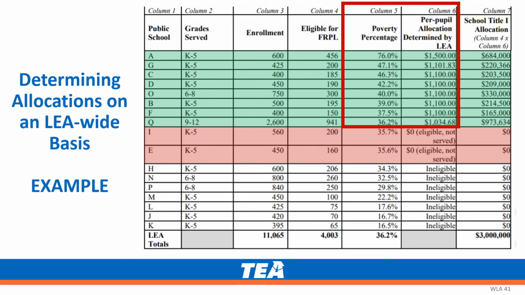Finally, the LEA does not allocate Title I funds to any school with a poverty percentage below 35%. Therefore, the LEA has flexibility to establish a per pupil allocation without regard to the 125% rule that we will cover later.